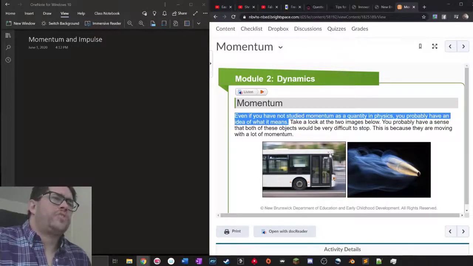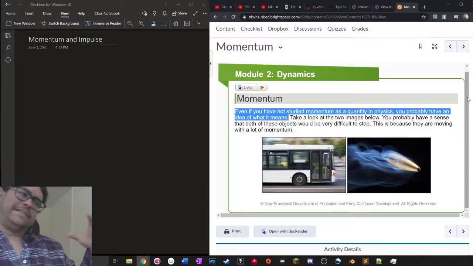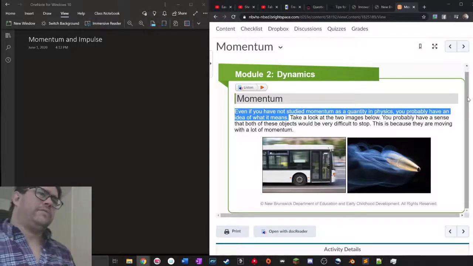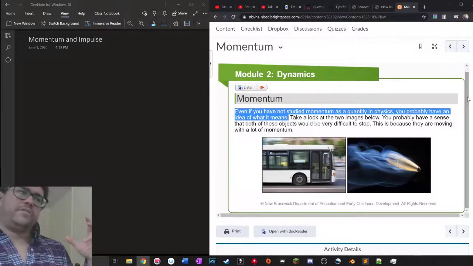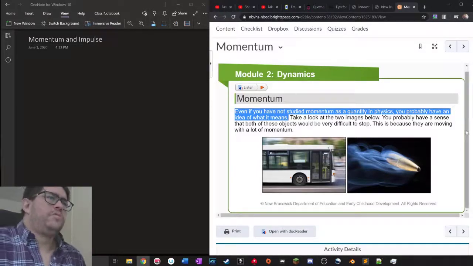Take a look at these two objects below. You have a sense that both of these objects would be very difficult to stop. Right? You can hardly stop a moving bus and a bullet. It's because they are moving with a lot of momentum. To catch a bus or catch a bullet, you're going to need that distance and that force to do that. And that's exactly the opposite of the momentum that you need. So momentum will have to do with those quantities.